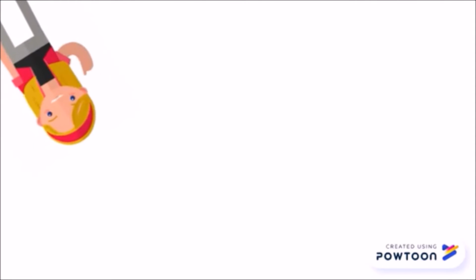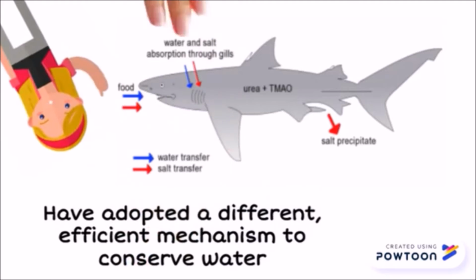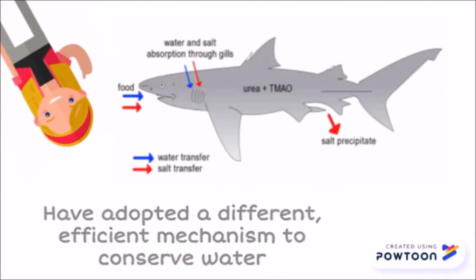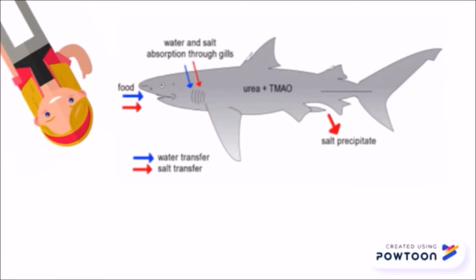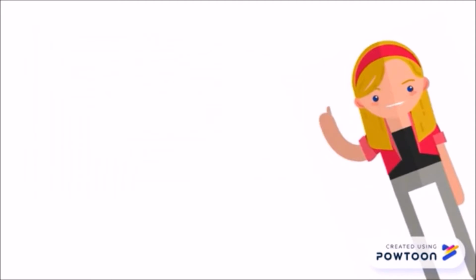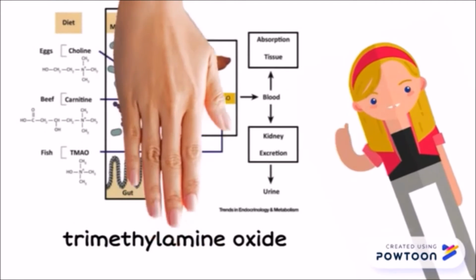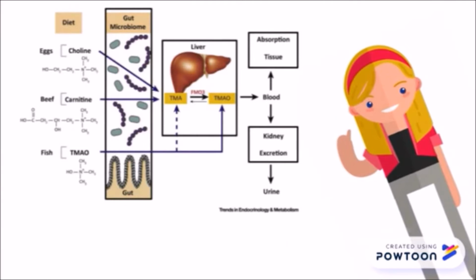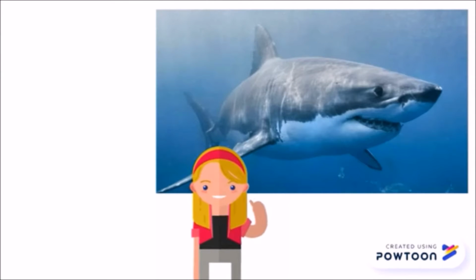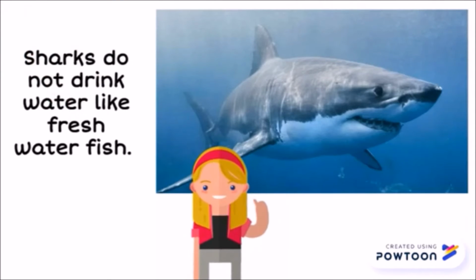Some marine fish, like sharks, have adopted a different, efficient mechanism to conserve water. They retain urea in their blood in relatively higher concentration. Urea damages living tissues, so to cope with this problem, some fish retain trimethylamine oxide. This provides a better solution to urea's toxicity. Sharks, having slightly higher solute concentration, do not drink water like freshwater fish.